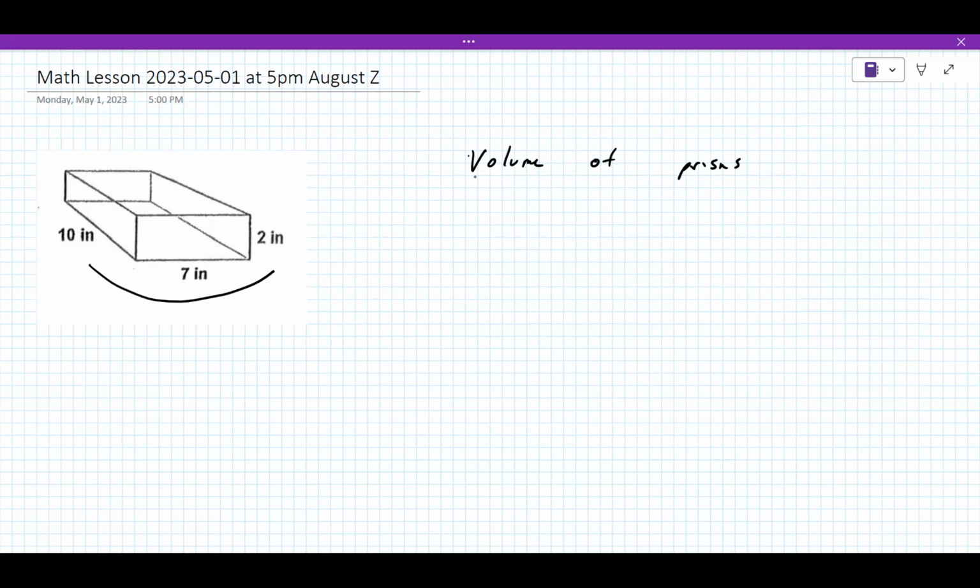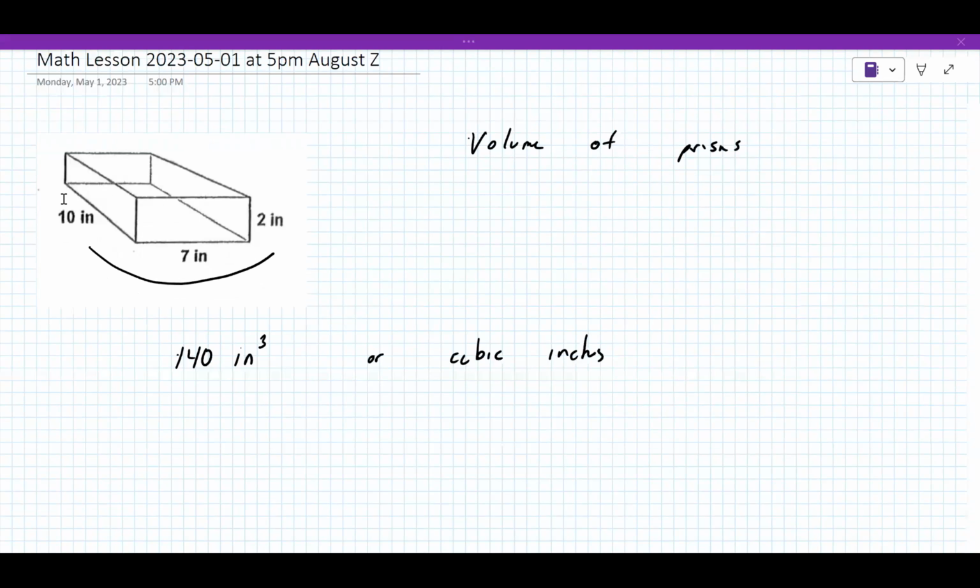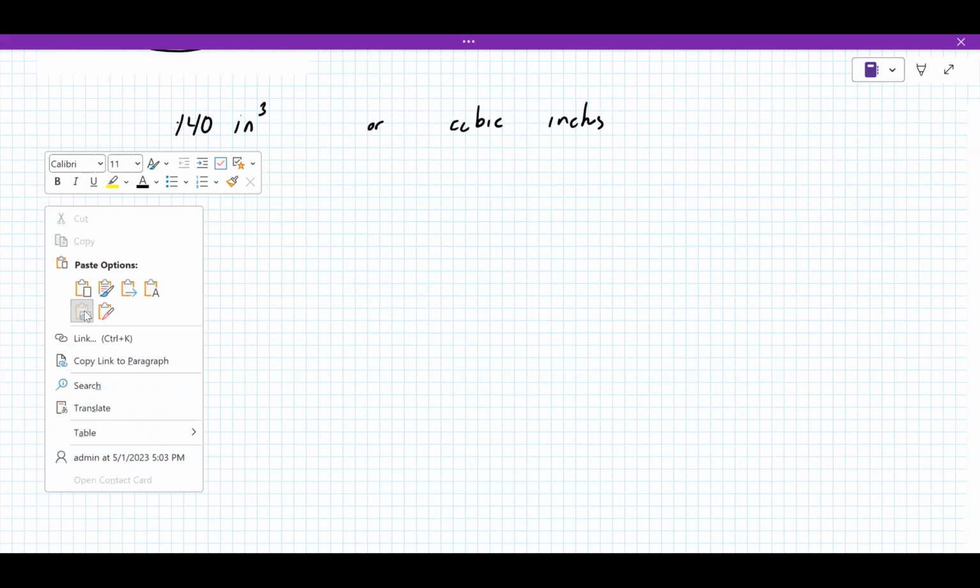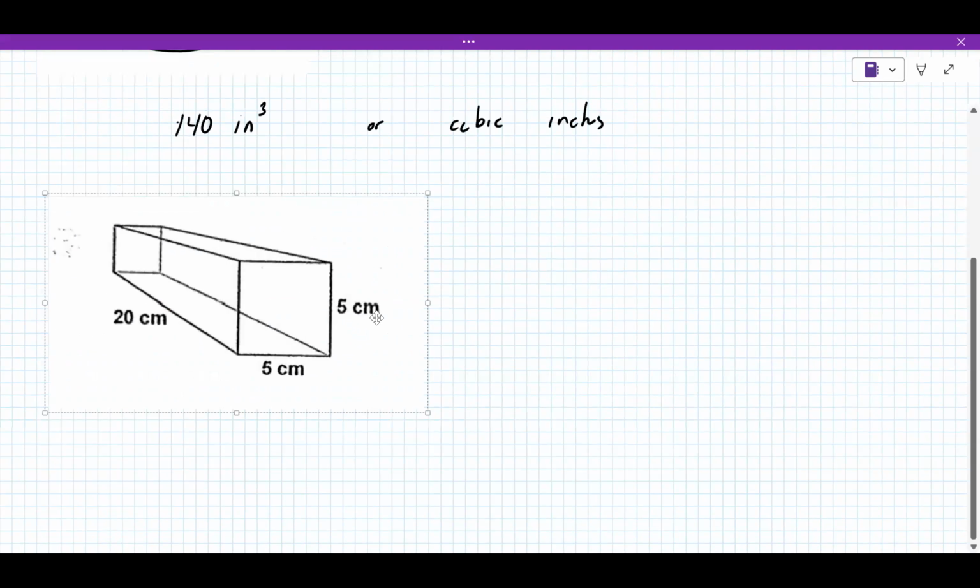So you could do 14 times 10. Exactly. That's what I was going to suggest. Now the units here is inches cubed, or you can say cubic inches. Okay. So the only thing I think could get challenging here is just the magnitude of the numbers, in terms of, okay, are these big?